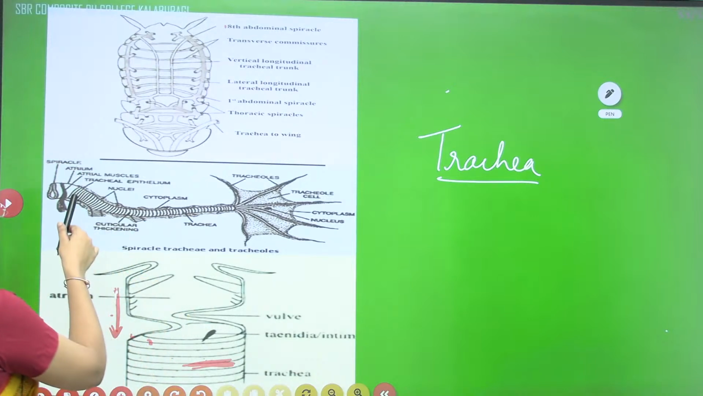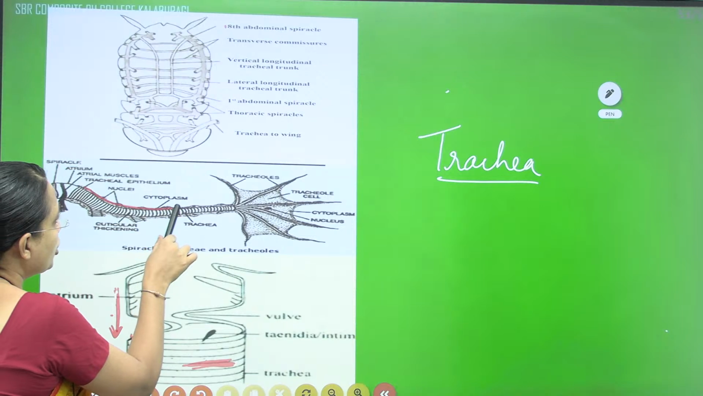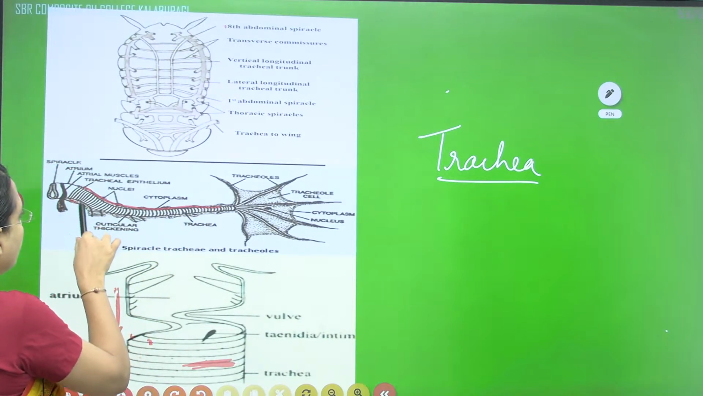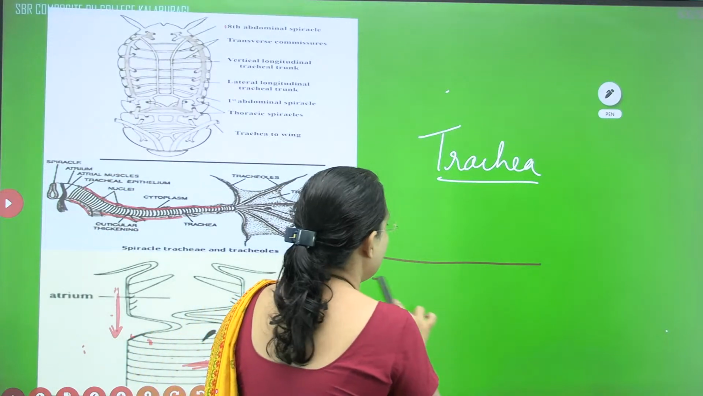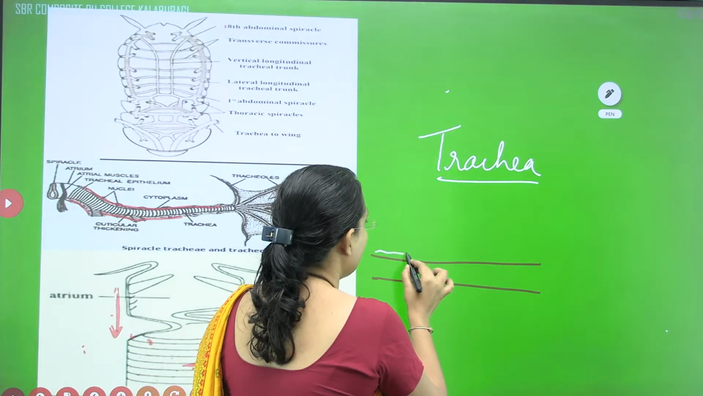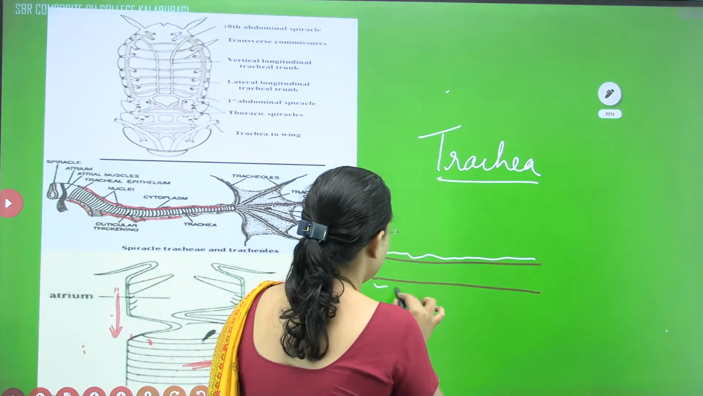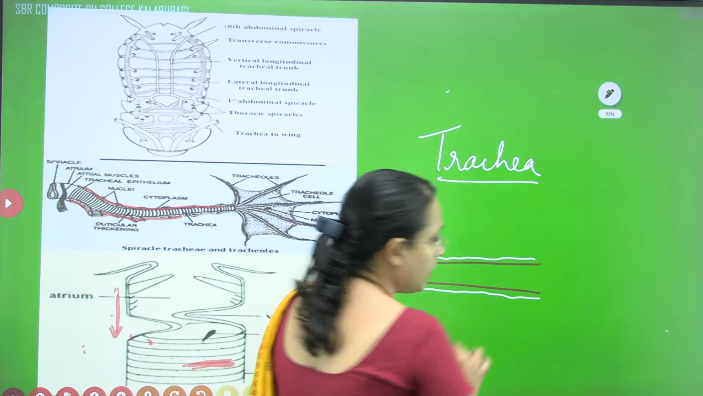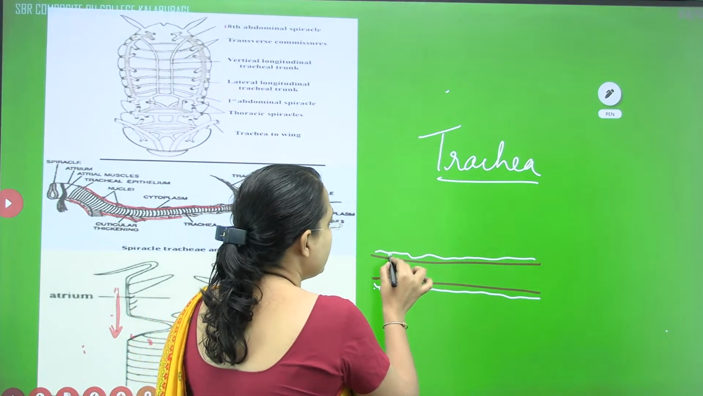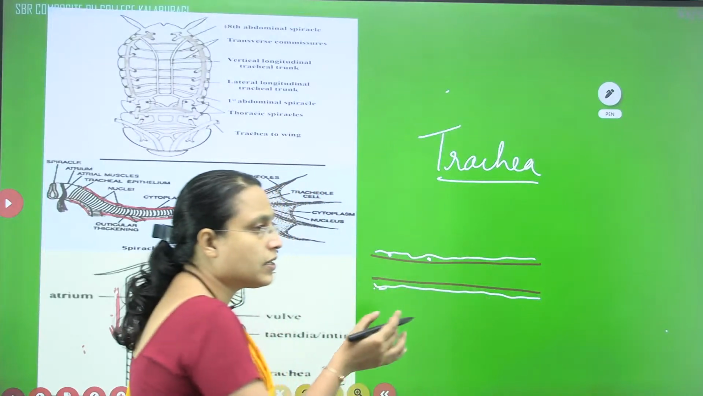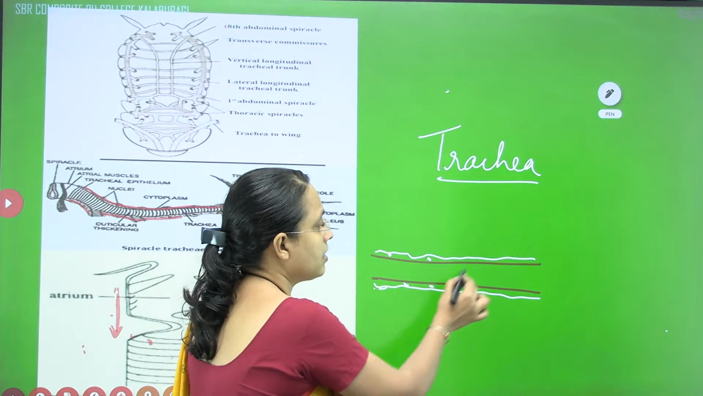So trachea, you can see this is the main trunk. Towards the outer side, there is a syncytial epithelium. Suppose that this is a trachea. Surrounding it will be the syncytial epithelium. And this epithelium, of course, should have the basement membrane. Since it is a syncytium, we say it is multinucleated. A cell that is multinucleated is called a syncytial cell.